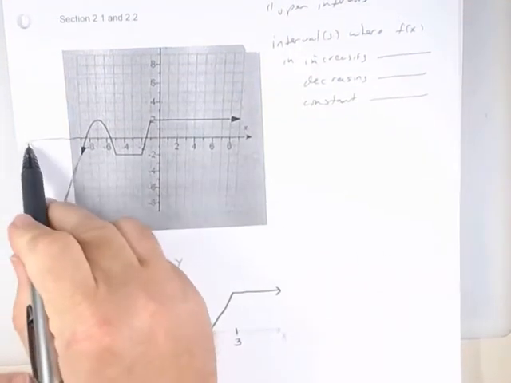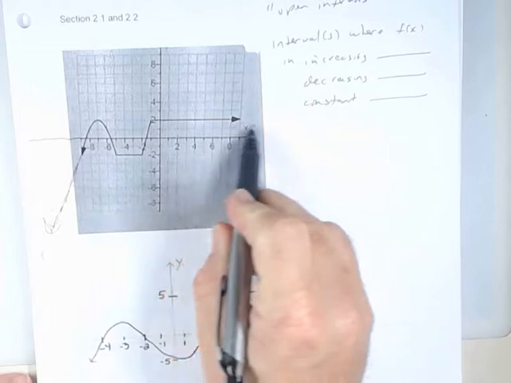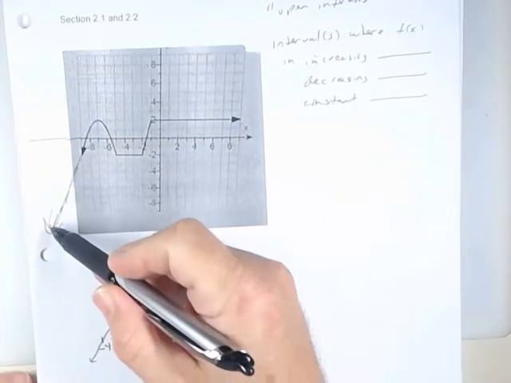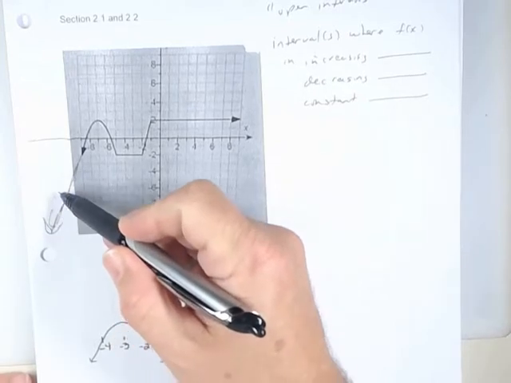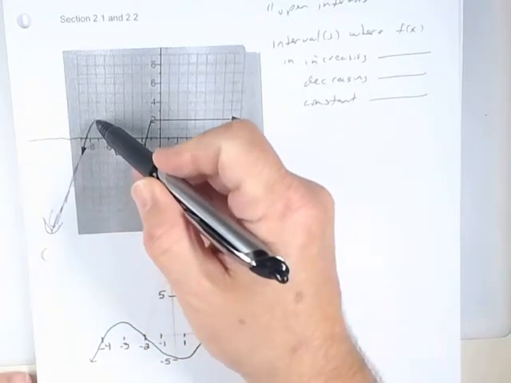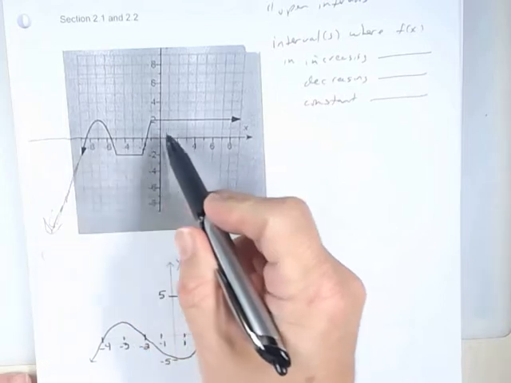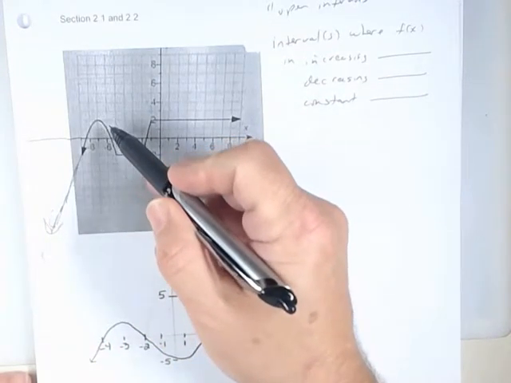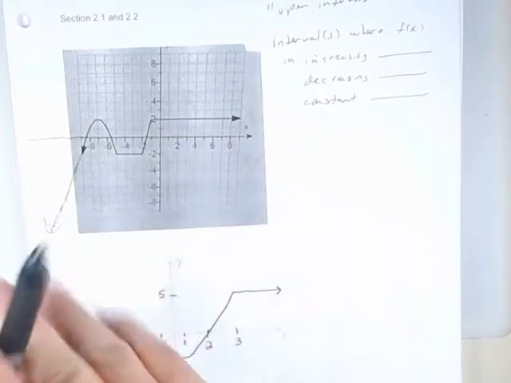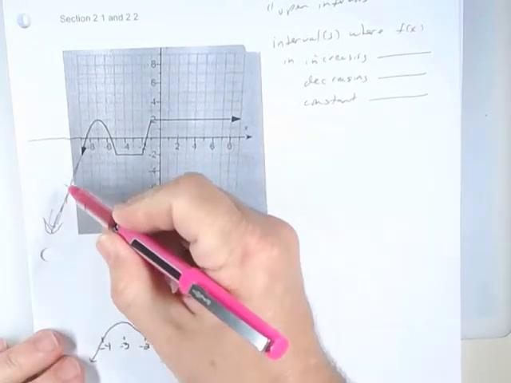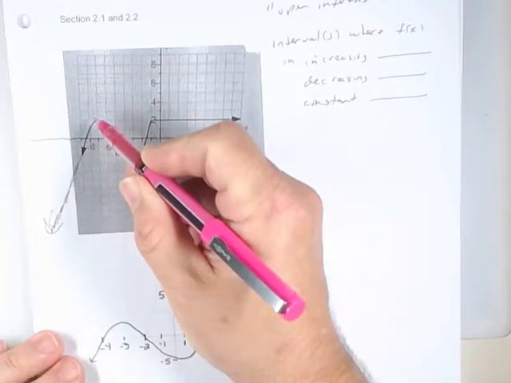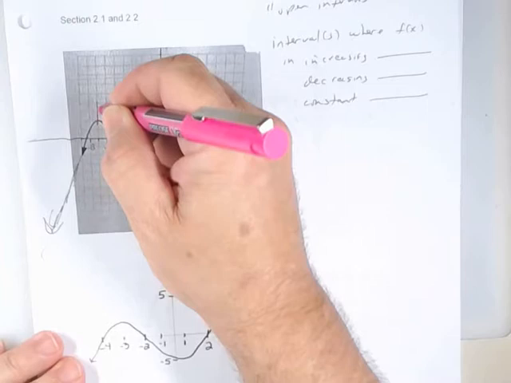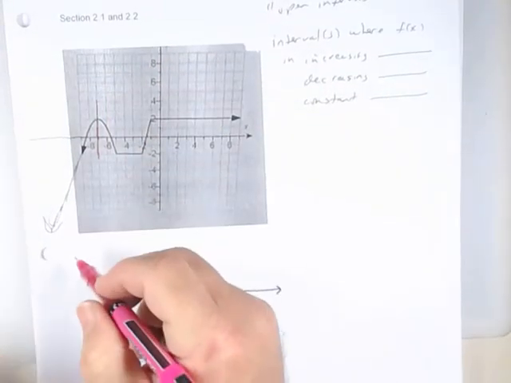As I go from left to right, see how I'm going from left to right here? My y values are doing what? Increasing. So as I go from left to right along the x-axis, my y values are increasing. Then all of a sudden they're doing what? Okay, so let me go back over this. As I go from left to right, my y values are increasing, and then all of a sudden they're doing what? Okay, so I'm going to draw a vertical line here to indicate where it changes.